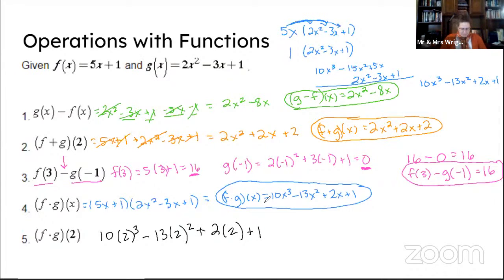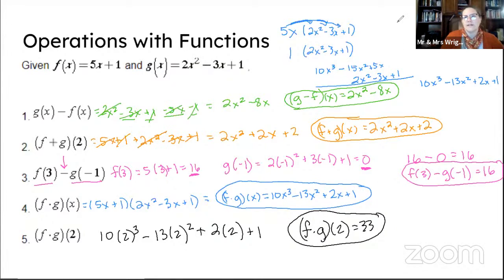Plug that into my calculator. You probably on your calculator, it's easiest to get the cubed there. You're going to use your caret button. 10 open parentheses 2 close parentheses caret 3 minus 13 open parentheses 2 close parentheses squared plus 2 open 2 close plus 1 enter, and I got 33. So F times G of 2 is 33.